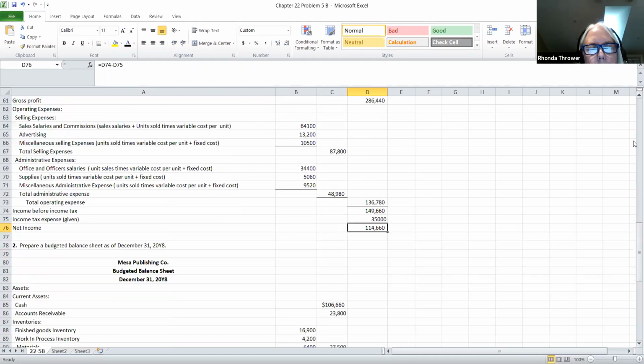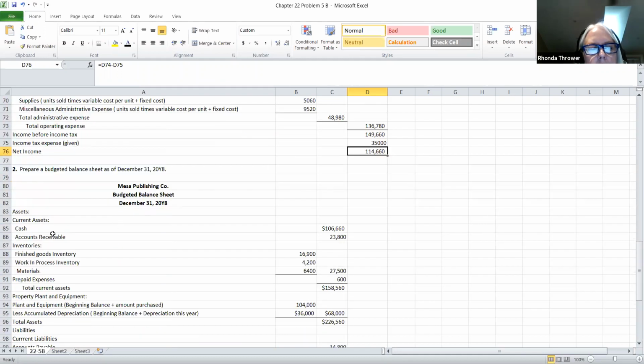So the first portion of the balance sheet, the current assets section, is not that difficult or not that different than anything that you've seen previously. So this is really a review for you. The budgeted balance sheet is prepared just like a regular balance sheet would be prepared.